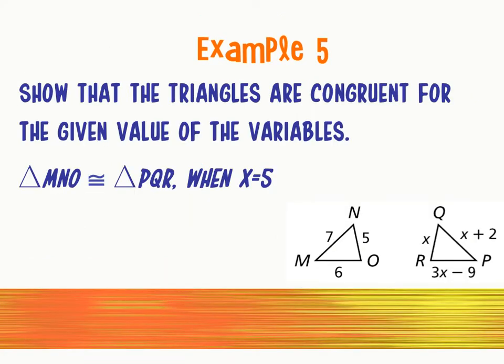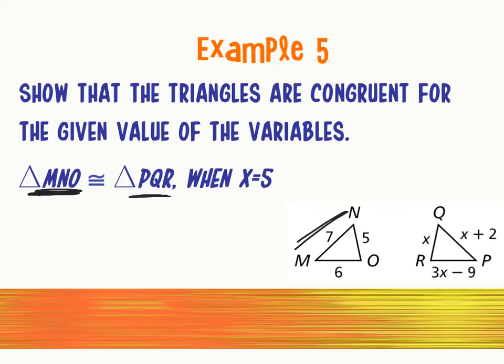Now we have an example with some numbers. So we're going to show that the triangles are congruent for the given value of the variables. So triangle MNO is congruent to triangle PQR when x is equal to 5. So remember, when these are listed, they're listed in a specific order so that MNO is consecutively congruent to PQR. So if we start with side MN, we're looking at the first two letters of the next one. So MN is congruent to PQ.